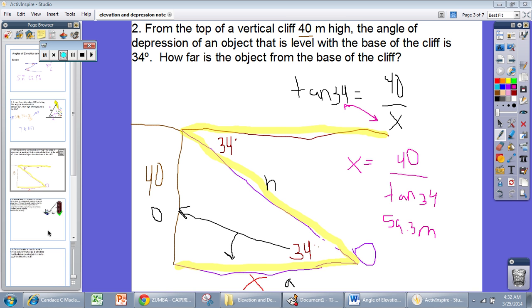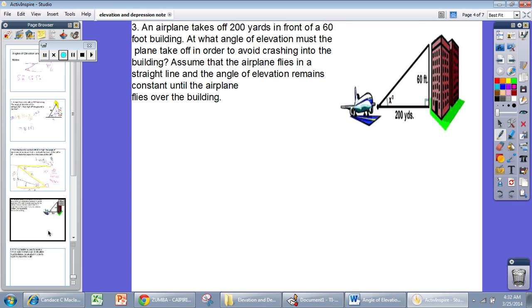Example 3. We have an airplane taking off 200 yards in front of a 60-foot building. At what angle of elevation must the plane take off in order to avoid crashing into the building? Assume that the airplane flies in a straight line and that the angle of elevation remains constant until the plane flies over the building.